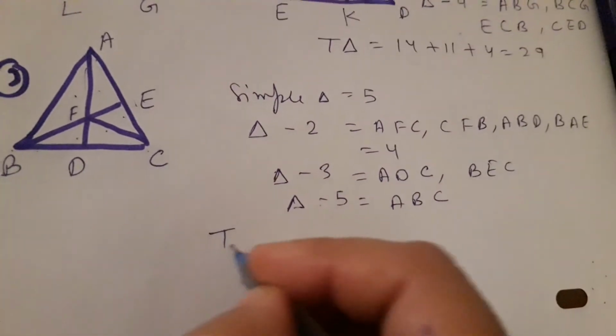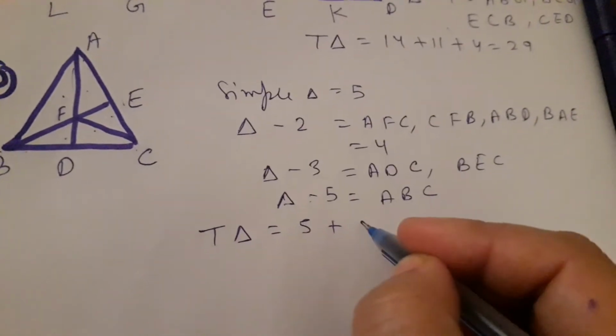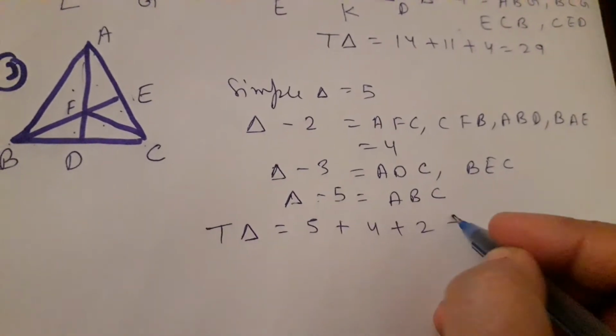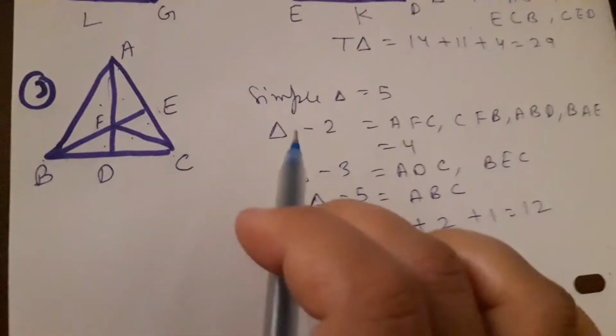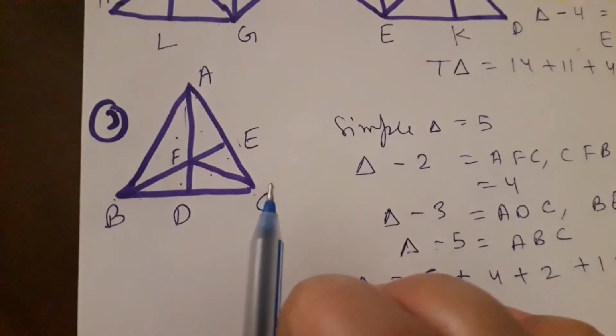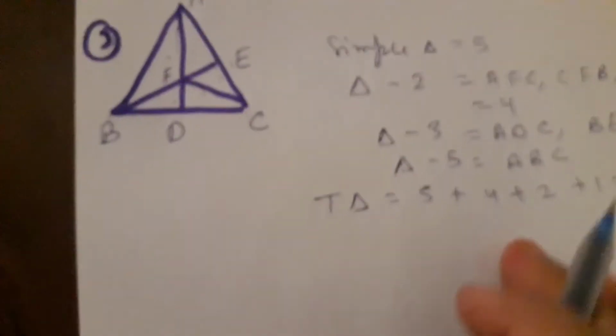तो total number of triangle क्या हो जाएगा? Total triangles will be 5 plus 4 plus 2 plus 1. After adding we will get 12. So friend, in this figure total 12 triangles are there. Now let's move to the next question.